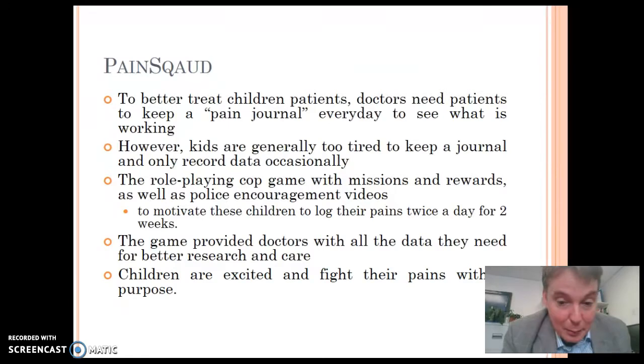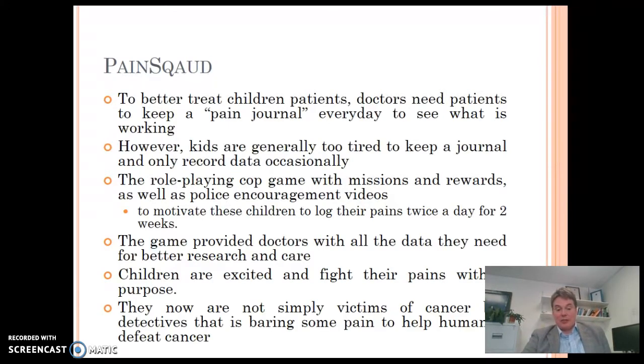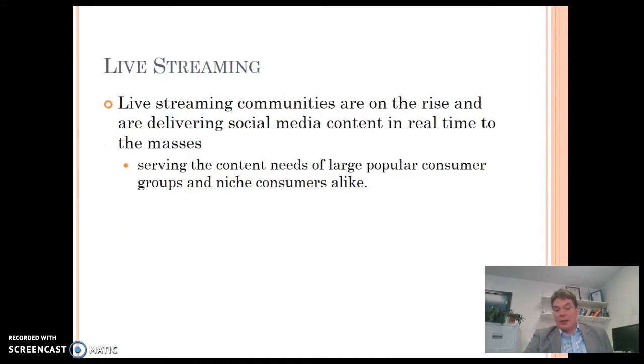And they have a purpose, they have enjoyment, so their treatment becomes fun and therefore much more effective. So they're not victims anymore, but detectives, and they're helping other people. They're aware that what they're going through has a purpose.